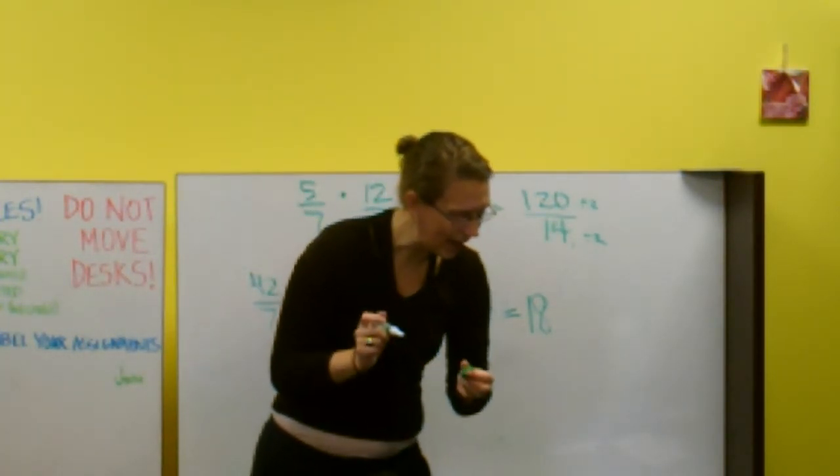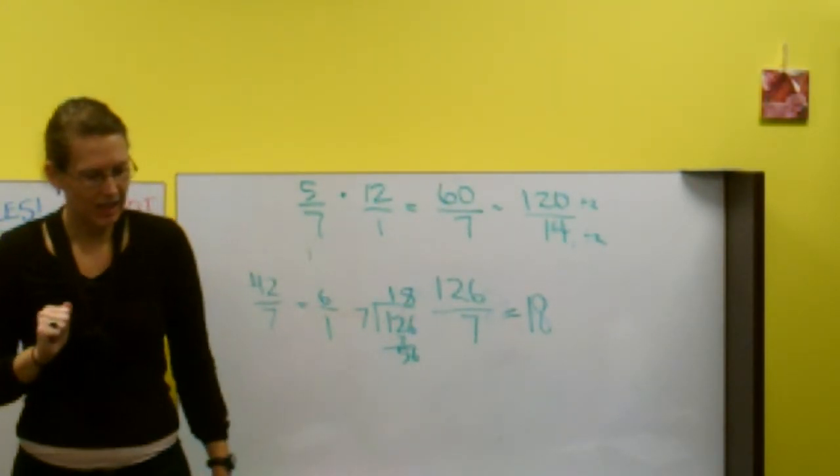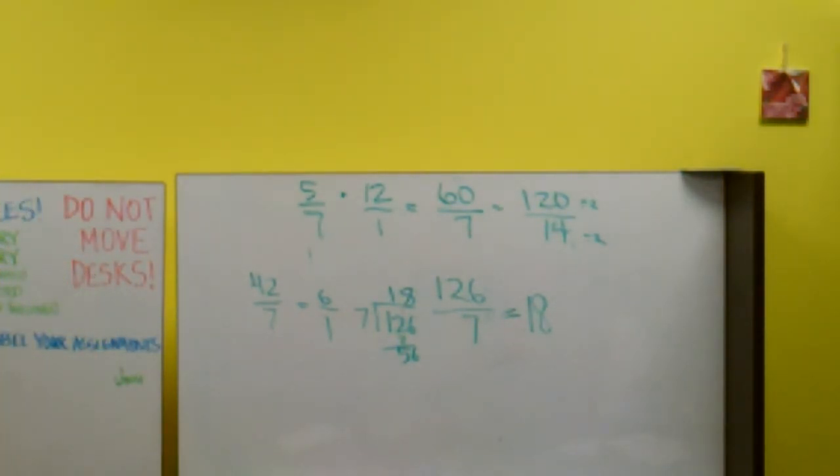Okay, so you've got practice A, B, and C, and then you are free to do the rest of the homework, 16 through 30. Okay? Practice A, B, and C. Now you may have your notebook.